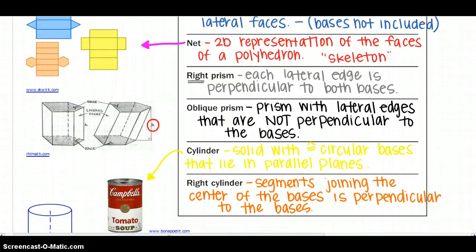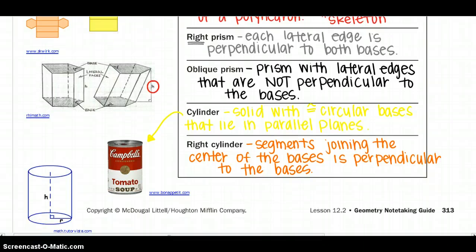And last we get to our cylinders, and I love cylinders because you can see them. I can recognize them all the time, and one of my favorites is that just a soup can is a cylinder. So it's a solid with congruent circular bases that lie in parallel planes. So you can tell that a Campbell soup can, the top and the bottom are circles, and they lie in parallel planes. And then to recognize a right cylinder, the segment that joins the centers of the bases, so the center of both the top circle and the bottom circle, that segment that connects those is perpendicular to both bases. So that's how you can recognize a right cylinder.